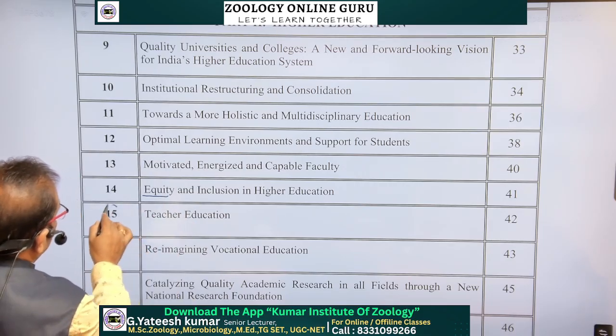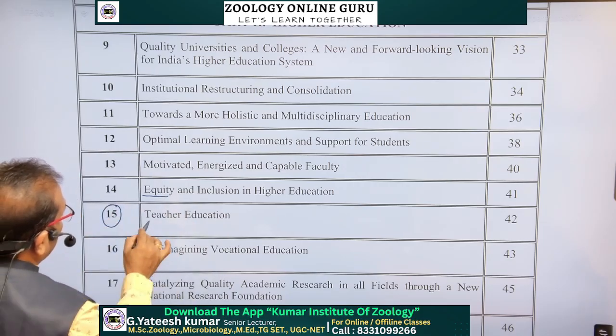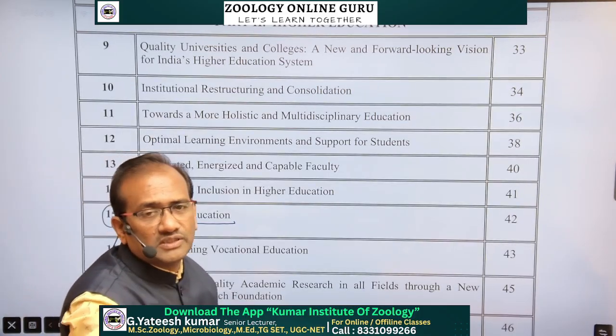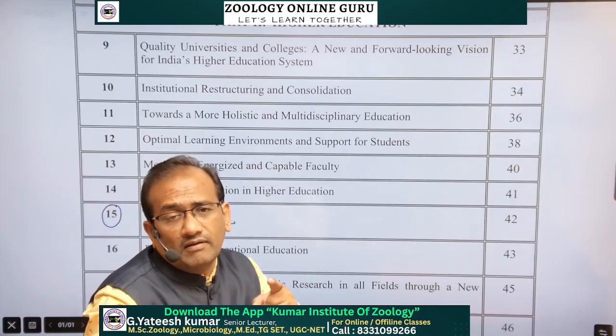See, same. The next one is chapter 15, teacher education. So there also teacher education is present. So teacher education is in part 1, chapter 5.